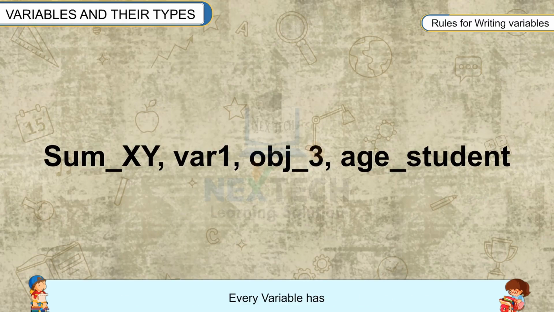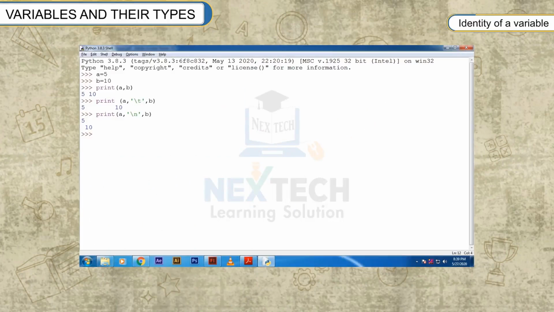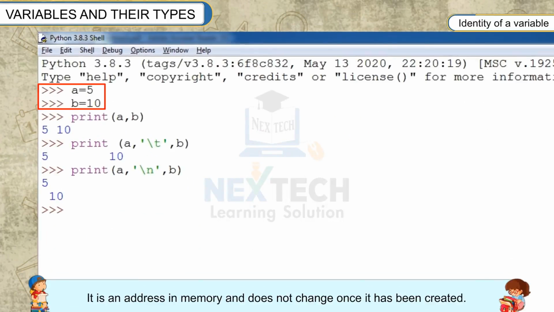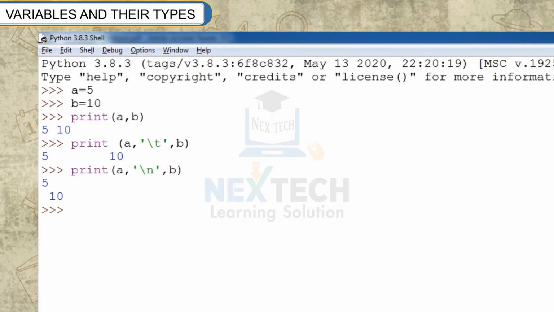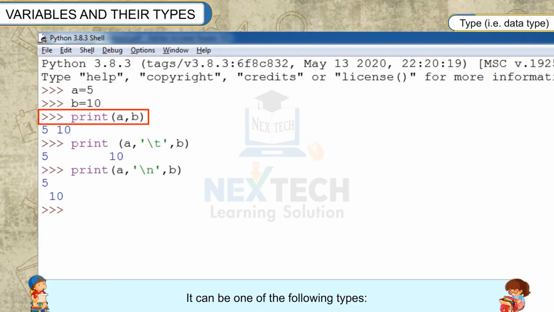Every variable has an identity, that is a name, a data type, and a value of that data type. Identity of a variable: it is an address in memory and does not change once it has been created. Type, that is data type: it is the set of values and operations that can be performed on those values. It can be one of the following types.